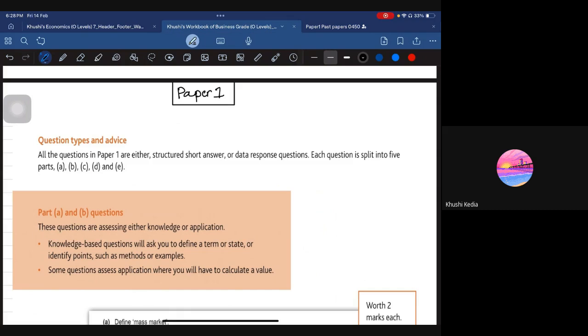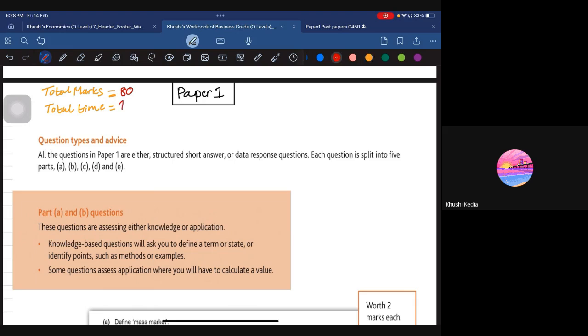So in paper one, the total marks are going to be how many? 80. Okay. And total time? I think it is 1 hour 30 minutes. Yes.